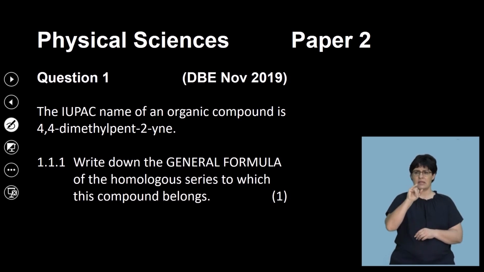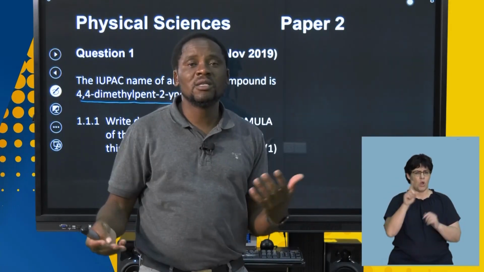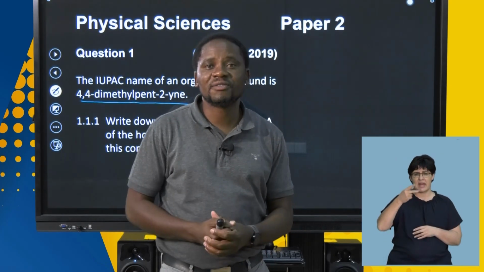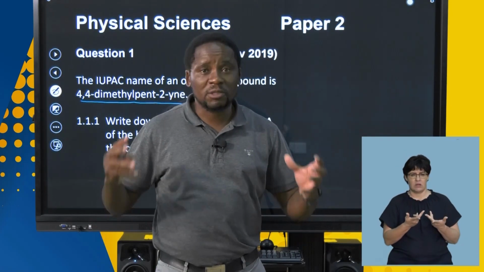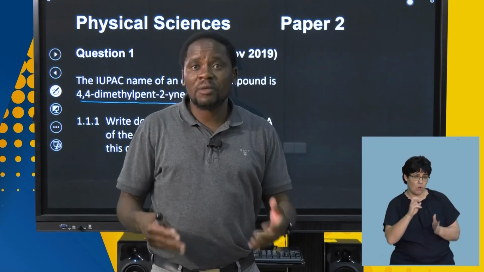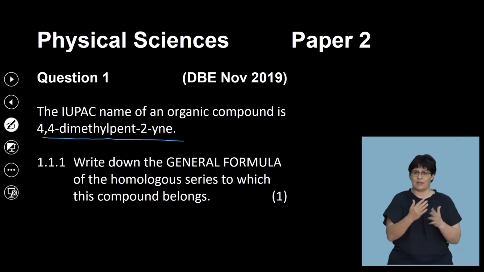The IUPAC name is given in this case. Now, you'd think this question is definitely around the naming of organic compounds, or what we would refer to as the nomenclature of organic compounds. The IUPAC rules must be used with consistency. We need to refer to them and be consistent as far as their application. So the compound's IUPAC name is given in this case.